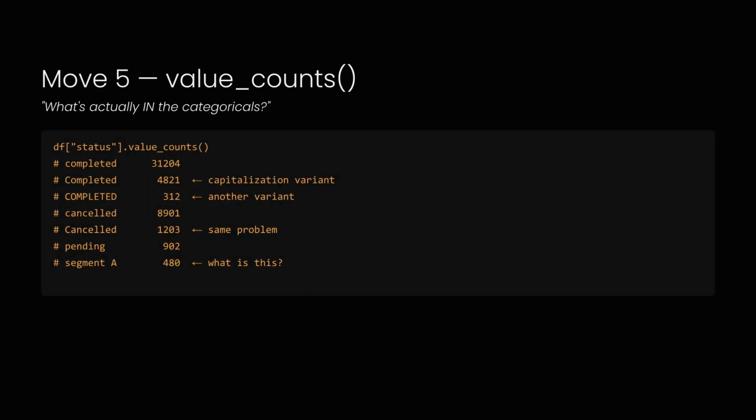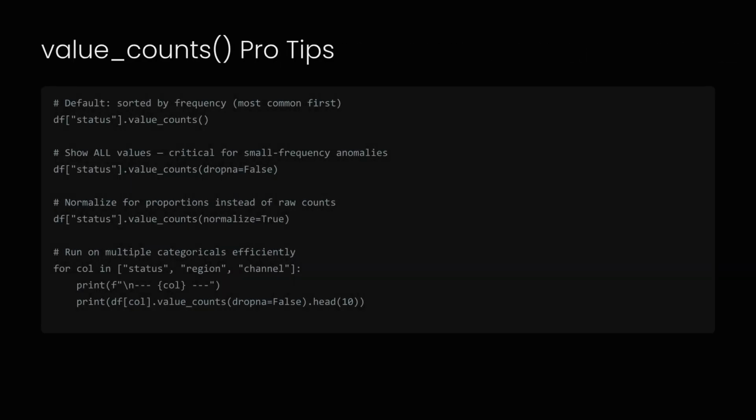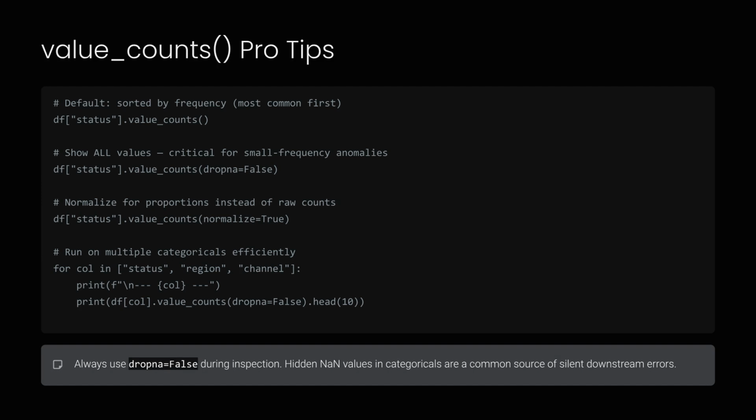Our 5th move is value counts. While categorical columns might look clean in head, this command exposes the truth. We scan for case variants, white space, and unexpected values that suggest the data needs cleaning. When using value counts, remember these pro tips. Default is sorted by frequency. Use dropna equals false to reveal hidden nulls, and normalize equals true to see proportions instead of raw counts.